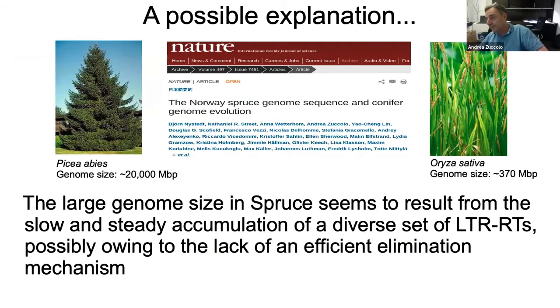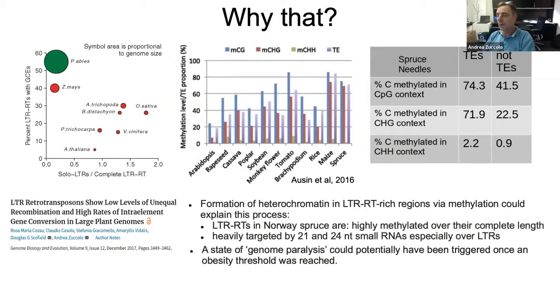And so, thinking of all of this, we were able to provide a possible explanation for the huge size of the spruce genome. We said that it seems to result from the slow and steady accumulation of a diverse set of Ts, and also it is due to the lack of an efficient elimination mechanism there. Okay, but what about the causal mechanism of all of this?